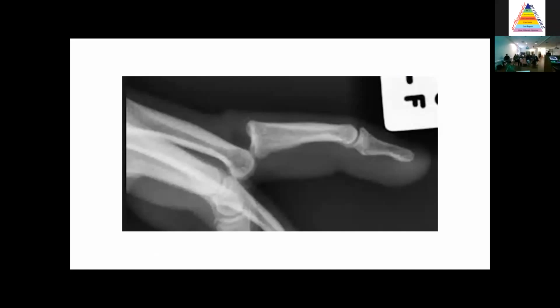Okay. This view, the most obvious picture is that there is a dorsal PIPJ dislocation. Very good. I cannot see any fracture from there. I will need to make sure that this is a closed, neurovascularly intact injury. I will reduce that.